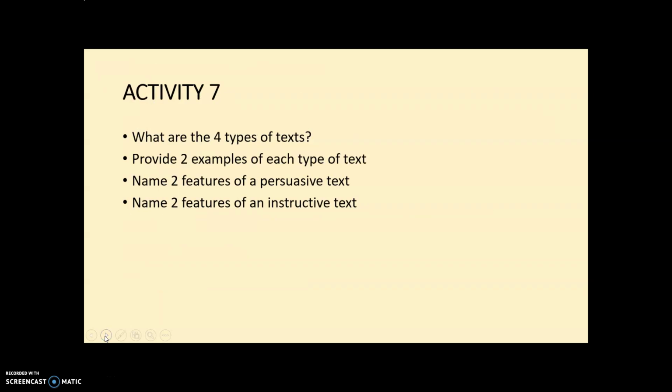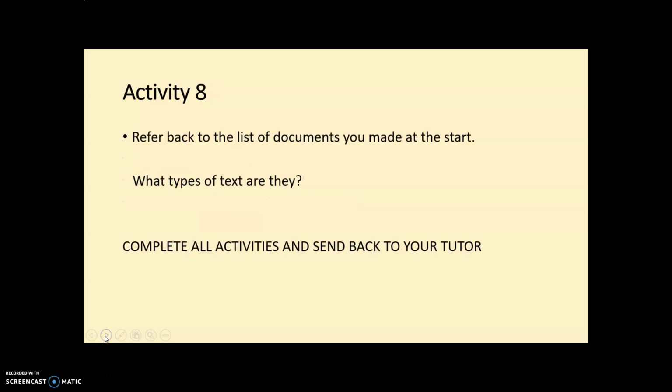Okay, activity 7. Just to reflect on what we've just been learning, can you write down what are the 4 types of text and put that in your email? I want you to provide 2 examples of each type of text and then name 2 features of persuasive text and 2 features of instructional text. The last activity is I want you to refer back to the list of documents made at the start and tell me what type of text they are. Put this all in an email and send back to me.